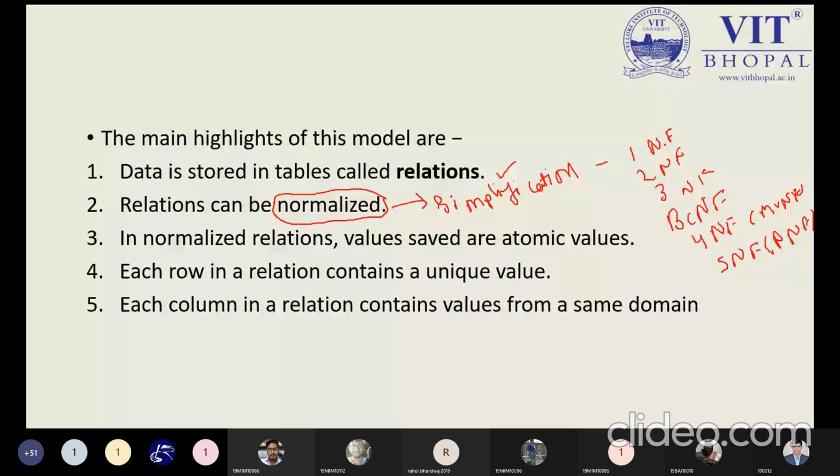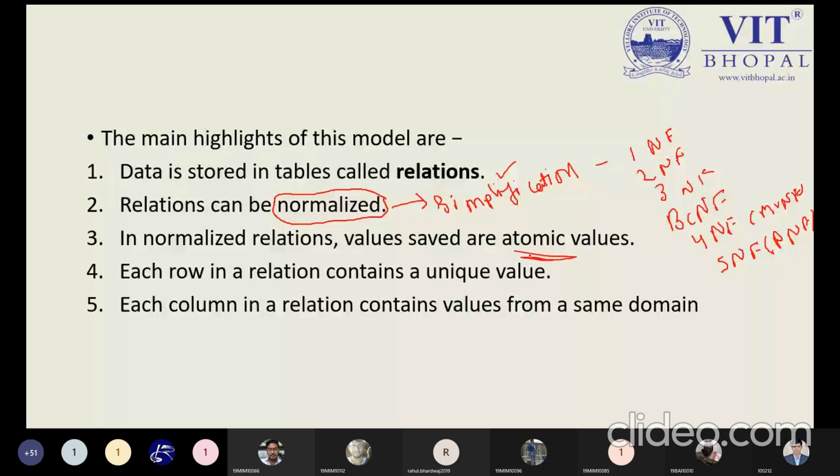Anyone can ask you a simple question: you are using a database, so at what level have you normalized your database? This will be the biggest question, and we will learn that in the normalization part. In a normalized relationship, you can see the values saved as atomic values. We will see how to preserve atomicity in the normalization part.